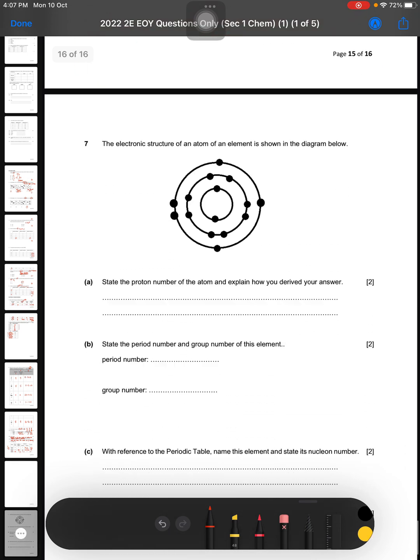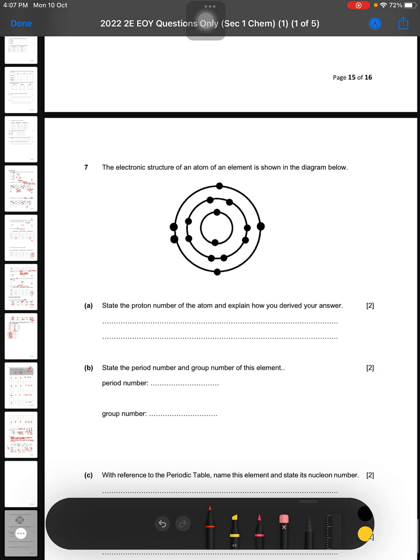Okay, then last page. Question 7. The electronic structure of an atom of an element is shown in the diagram below. State the proton number of the atom and explain how you derive your answer. There is nothing, I cannot see the nucleus. So how do I know how many protons there are? Remember we mentioned the word atom. Every time you see atom, it means that the number of protons must be equal to the number of electrons. We can see the number of electrons, right?